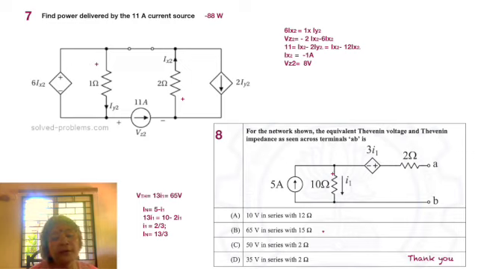Then we have a voltage source there, but no current flows through the 2 ohms, and the voltage source already there is equal to 3 I1. So 3 I1 means 3 into 5, 15. So 50 plus 15, 65 volts, is going to be the Thevenin's voltage. If you look at the answers, there's only one answer with 65 volts, so that is automatically the choice, which is B.